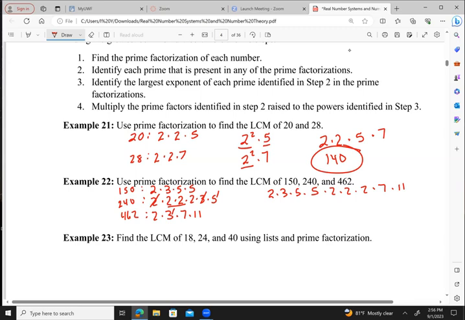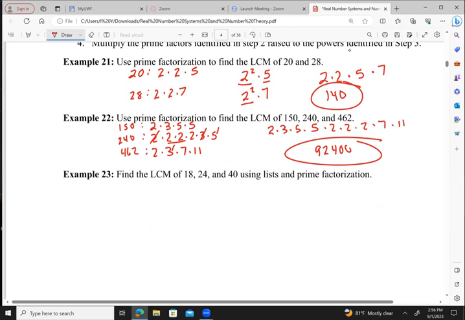2 times 3 times 5 times 5 times 2 times 2 times 2 times 7 times 11. And I get 92,400. And that's how that works. Let's look at another one here.